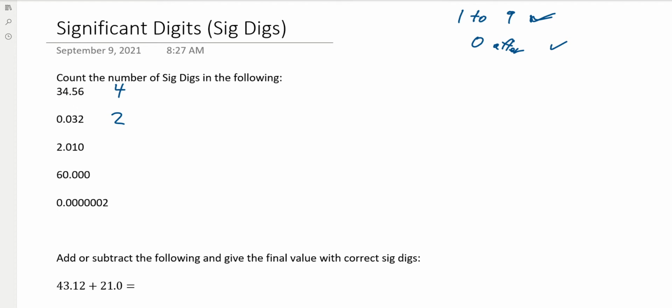This one here, we've got 1, 2, 3, 4 sig digs. The 0 comes after, right here, and in between. That's good. This one here, 1, 2, 3, 4, 5. This one's good. All the zeros come after the number, so that's good. And this one, all of these zeros don't matter, only this number matters. We have 1 sig dig, significant digit. All right, so pretty weird.